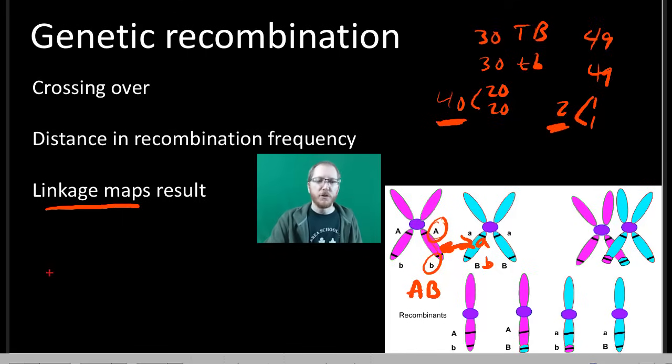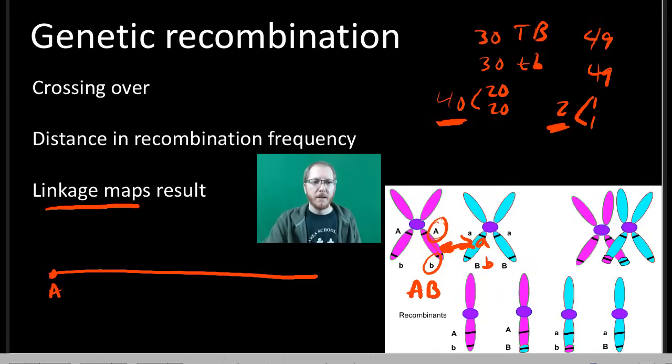So if there are enough genes on a chromosome, say A, B, C, D, I can start comparing recombination frequencies. How often do A and D recombine? How about A and C? How about A and B? How about B and C? So I can get all these different recombination frequencies, and maybe I find out that between A and B it's only 5% recombination, so 5 map units. Maybe between B and C it's 10. And that means between A and C I'd expect to find 15.